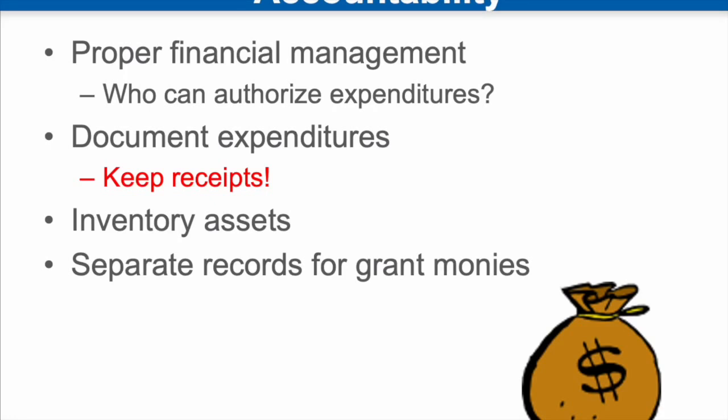You cannot claim any expense toward your grant project if you cannot produce a receipt for the money that you spent. If you acquire any assets as part of the grant project, you must have an inventory of those and explain where they're going to be kept and how they're going to be maintained. And you must have separate records for your grant monies. You cannot intersperse them with your other club funds.